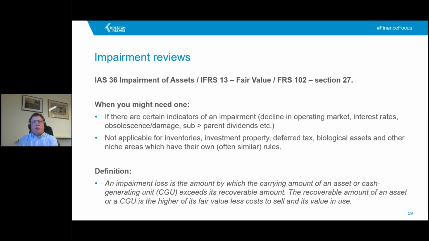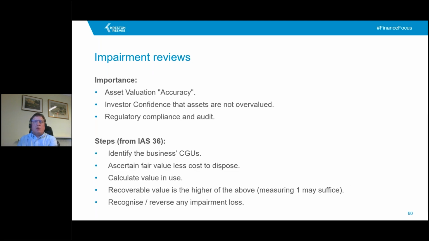But what is the importance of an impairment review? One point raised is asset valuation accuracy, or, as valuations aren't always accurate, at least reasonableness. And another point is investor confidence. Often this is the existing shareholder, but it can be potential acquirers, debt funders, and even other stakeholders such as employees, customers, and suppliers.